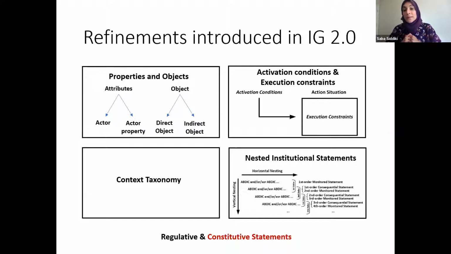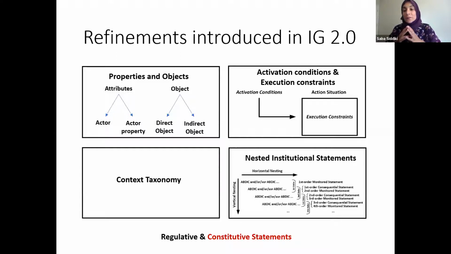With respect to attributes and objects, we offer a slightly more refined identification within each of these. For attributes, which are actors that carry out actions within statements, we now differentiate between actors and actor properties. Similarly, we differentiate objects with object properties, but one of the more significant syntactic refinements is a differentiation between direct objects and indirect objects that can each have properties associated with them.